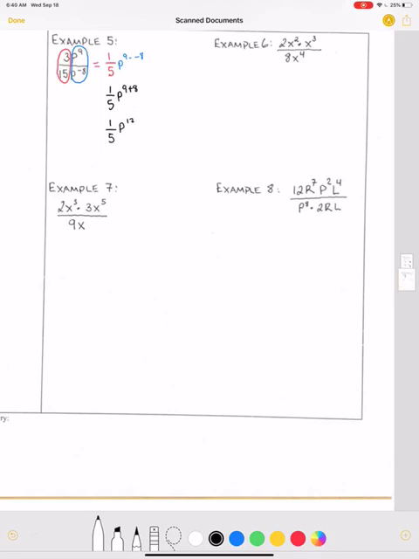Again, what you can do is put p in the numerator. So you have p to the 17th over 5.